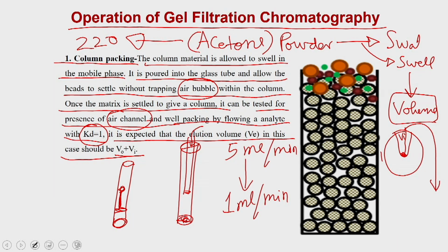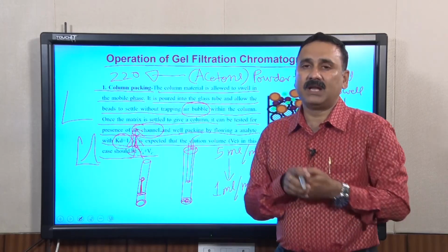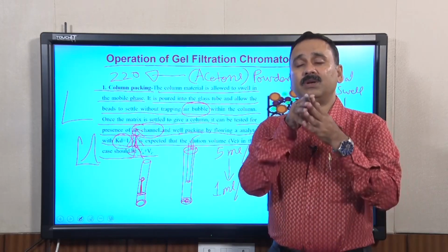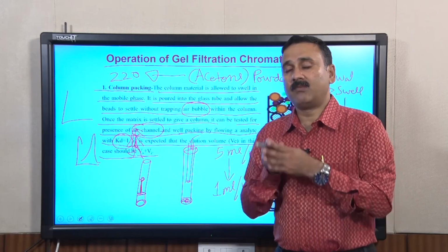So, what you do is you layer the acetone. Acetone will fill the bottom of the pores, and then it will travel all the way. Once the acetone comes, it will give you a peak at 220, and by knowing the peak you can calculate the elution volume. If the elution volume is equivalent to Vi plus Vo, you will know that the column does not have any channels or air bubbles. That does not mean that it is not going to develop channels or air bubbles.